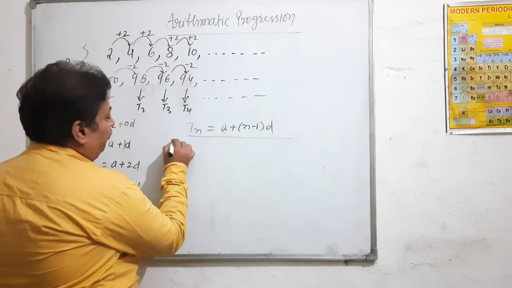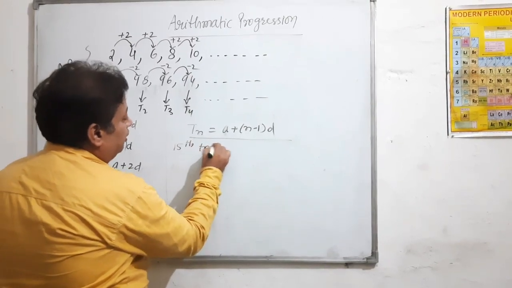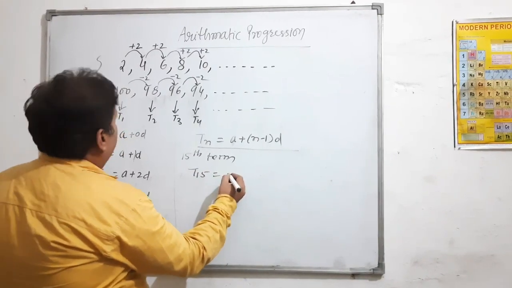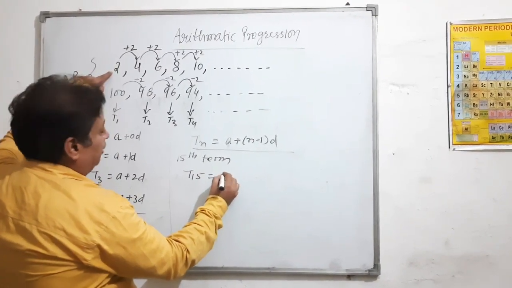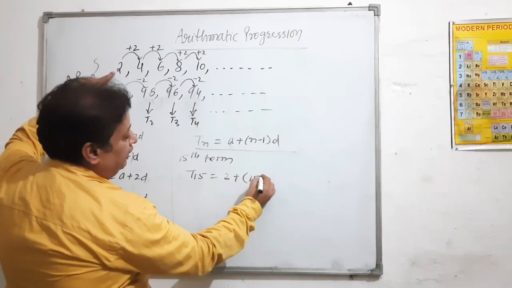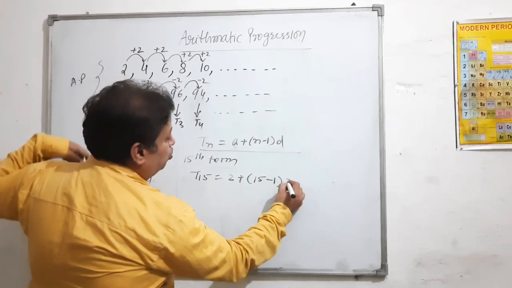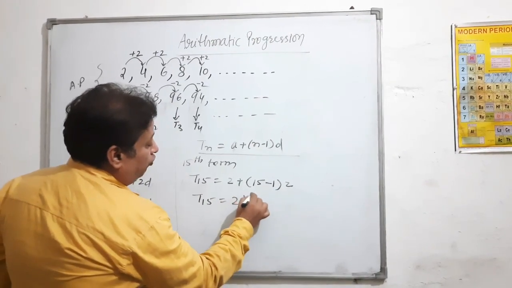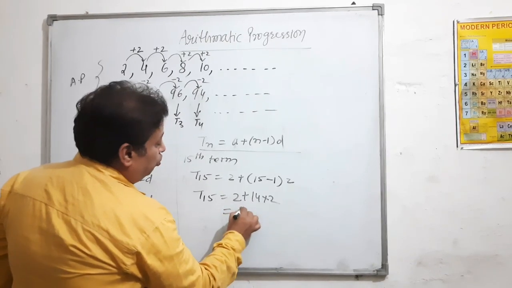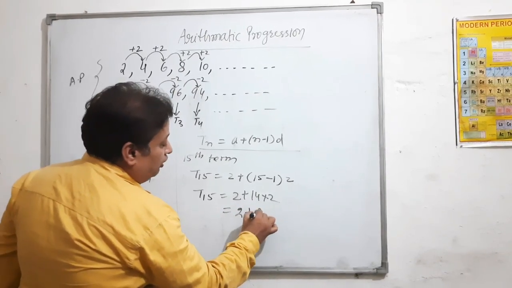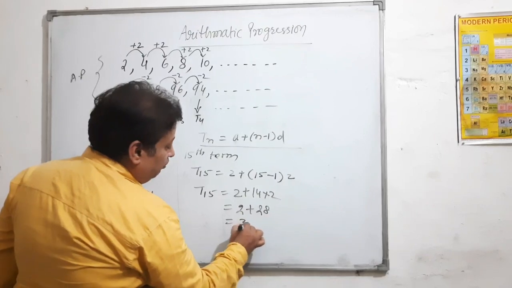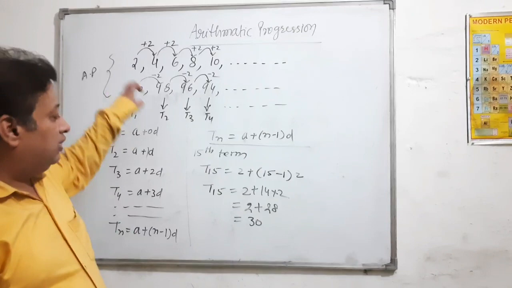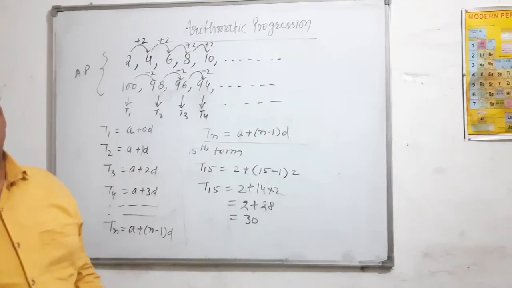Now I want to find the 15th term of this series. T15 equals A plus (n minus 1) D, where the first term A is 2, n is 15, and D is 2. So T15 will be 2 plus 14 into 2, which is 2 plus 28, and now it will be 30. It shows that the 15th term of this series will be 30. In this way, you can find any term.